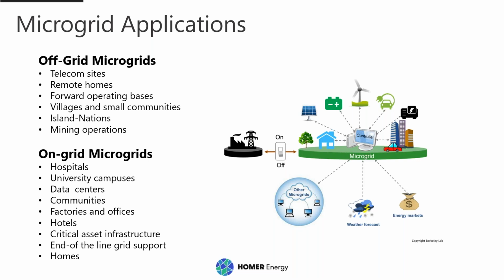And then of course there are on-grid microgrids, which are designed in a very similar way, but they all have a connection to the main grid. Common applications for those are in hospitals, campuses, data centers, communities, factories and offices, hotels, and other applications like that, where you get your primary power from the electric grid, but these systems will supplement that system and also be available if and when the main grid goes down.